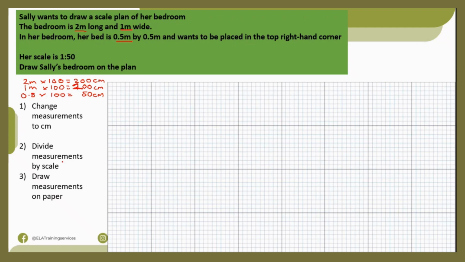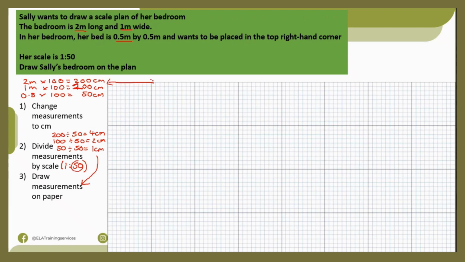We then need to divide our measurements by the scale. So again, it's that 50 number. So 200 divided by 50 equals 4 centimetres. So that's the length of our bedroom. 100 divided by 50 is now showing the width, which is 2 centimetres. And now her bed. Now we don't need to do 0.5 twice because we've already got it once. So now our 50 centimetres divided by 50 is 1 centimetre. And that's going to be our measurements on paper.